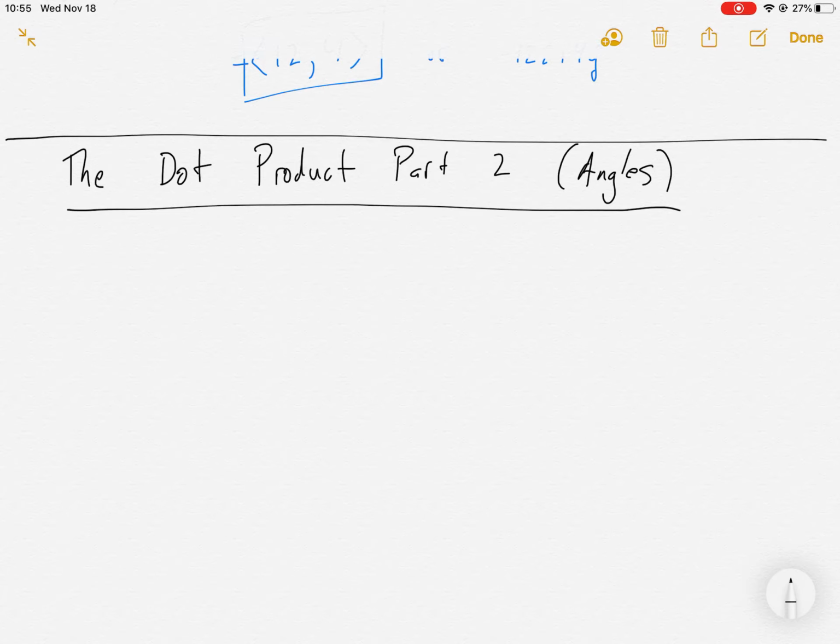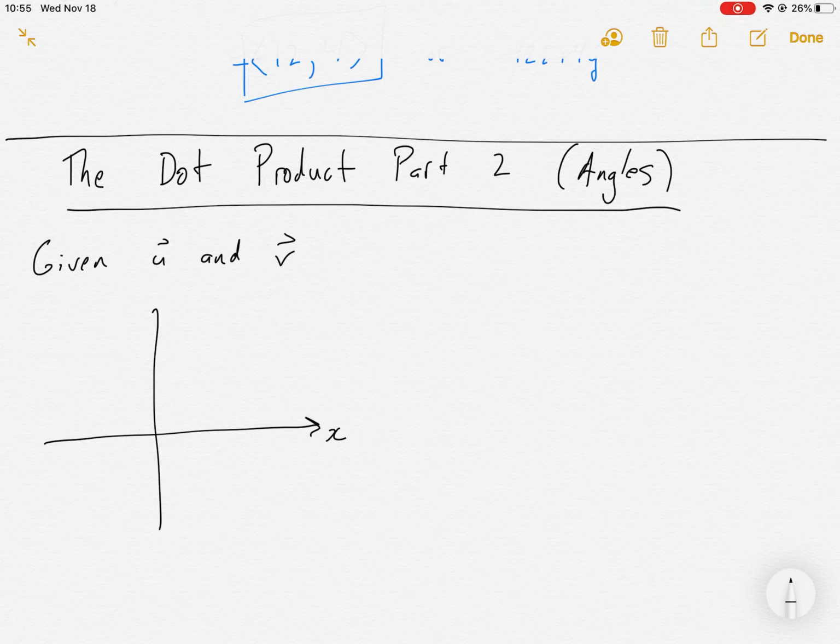Okay, so this is the second part of the dot product, and now we're going to focus a little bit on angles, what the dot product can tell us about angles. So to begin with, let's just draw a diagram. Let's say we're given, first of all, two vectors u and v. So let me just go ahead and sketch these out in the coordinate plane. So let's say that my u is this vector, and then my v maybe looks like this.